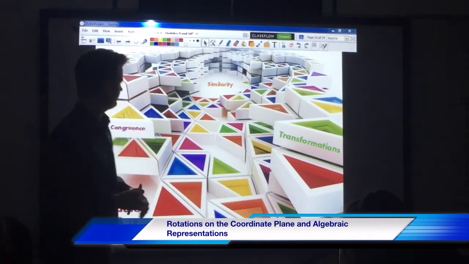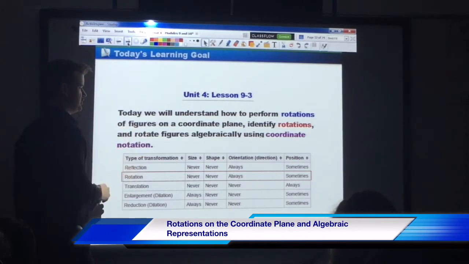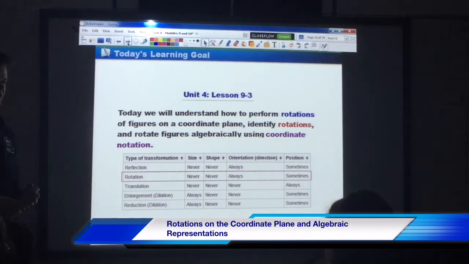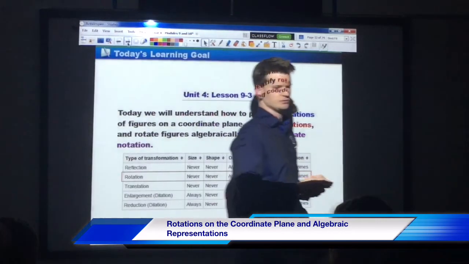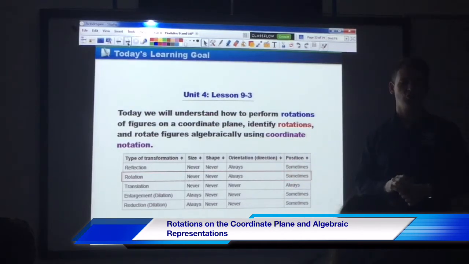Today we're doing module 9.3. We're going to work with rotation. Specifically, we will understand how to perform rotations of figures on a coordinate plane, identify rotations, and then rotate figures algebraically using coordinate notation. As for the graphic part of a rotation, that is mostly visual. When you rotate figures, primarily you will be using algebra in order to correctly identify the points. And once again, as long as you know how to multiply a number by -1, you should be fine.